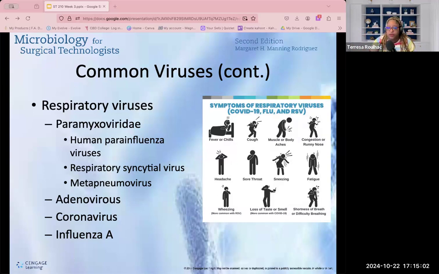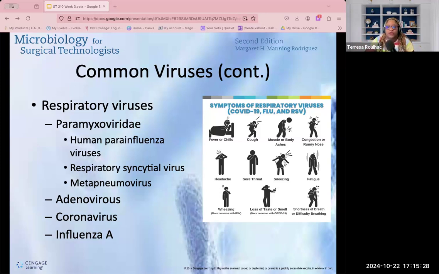Now, in the operating room, we treat every patient as if they have everything. So we mask up, we have our gloves on, our gown, our eye protection. We look at respiratory viruses. These viruses primarily affect the respiratory system and can cause illness ranging from a mild cold to severe respiratory infections.